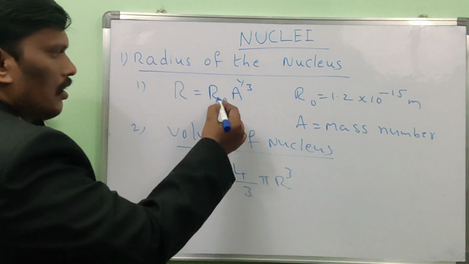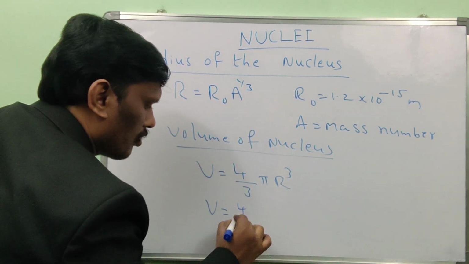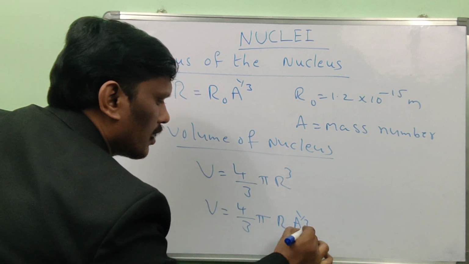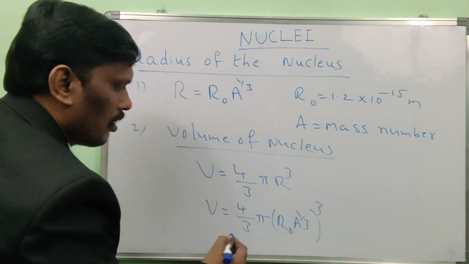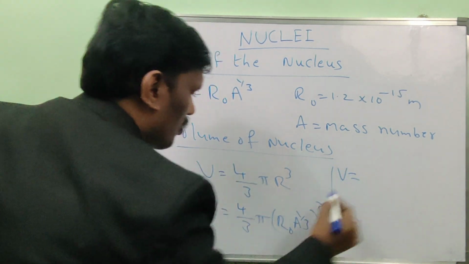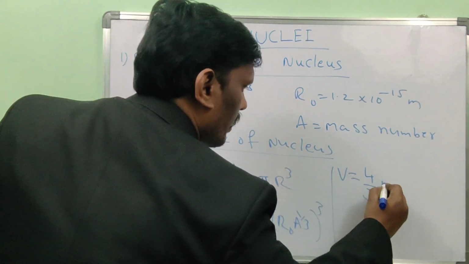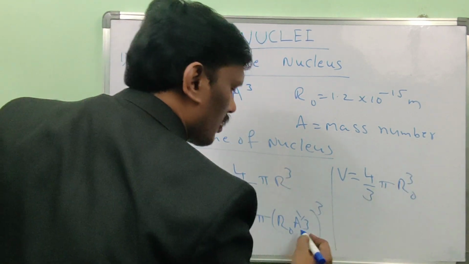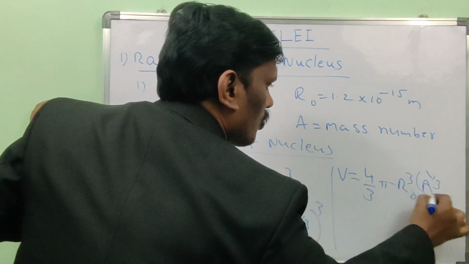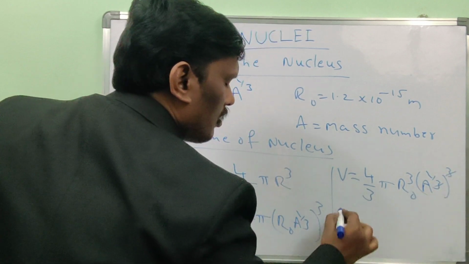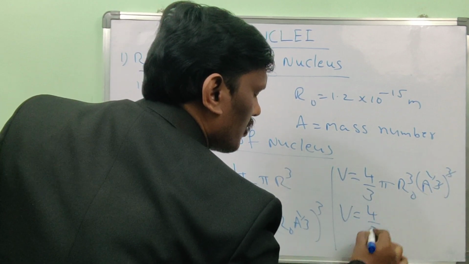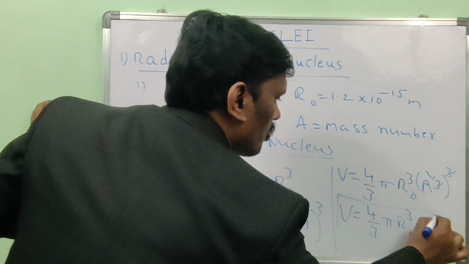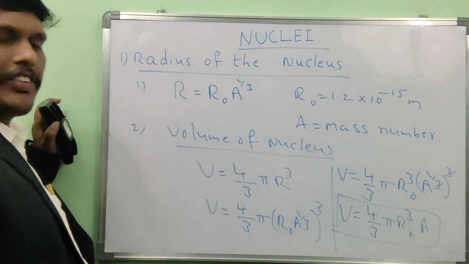But already we know what R is: R naught A to the power of 1 by 3. That's why volume is equal to 4 upon 3 pi times (R naught A to the power of 1 by 3) whole cube. Now V is equal to 4 by 3 pi, R naught cube times (A to the power of 1 by 3) whole cube. So the 3 cancels, and the volume of any nucleus is equal to 4 by 3 pi R naught cube into A. By using this formula, we can calculate the volume of any nucleus.